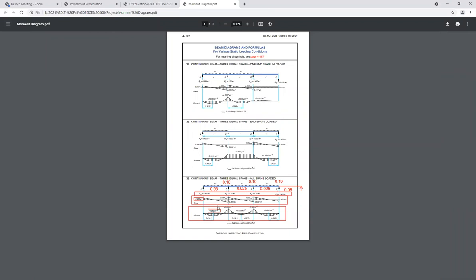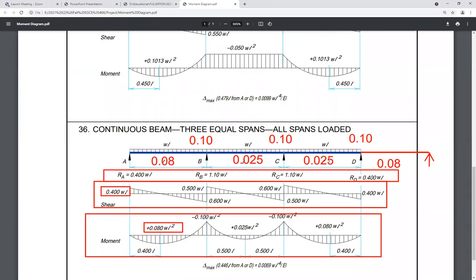In this moment diagram, look at the bottom one where I put some red marks. This is going to be the analysis for continuous beams with equal spans, from 3 and more than 3 spans. So if you have 10 spans, you can use this. If you have 3 or more, you can use this. Here's the moment diagram.